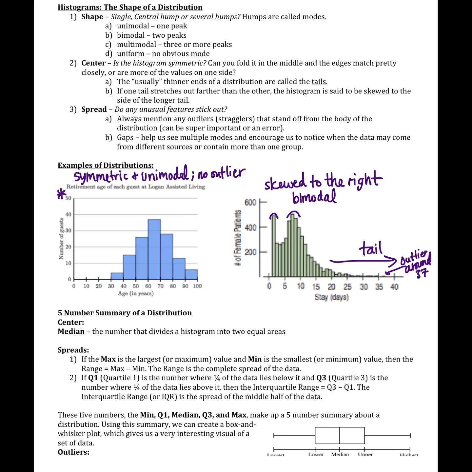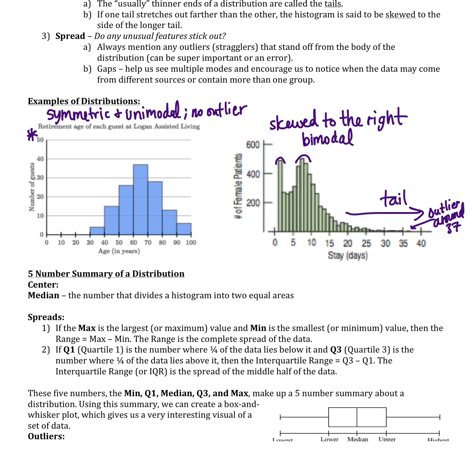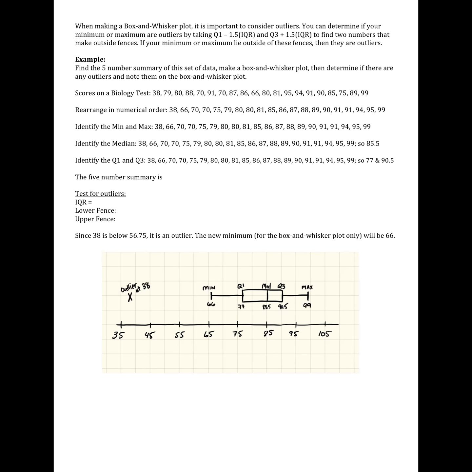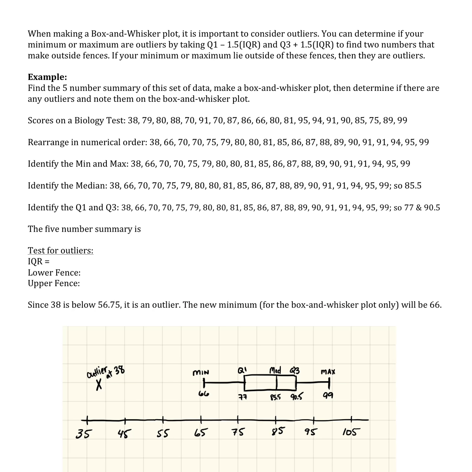Down here, once again, I want you guys to read over this, but on the next page, we are going to do a 5-number summary and then review how to do an appropriate box and whisker plot. So the 5-number summary when making a box and whisker plot is determined if the data is in order. As you can see here, I've given you the scores on a biology test, and the very next thing I do is I rearrange them in numerical order. Then once you arrange them in numerical order, you want to identify the min and the max.